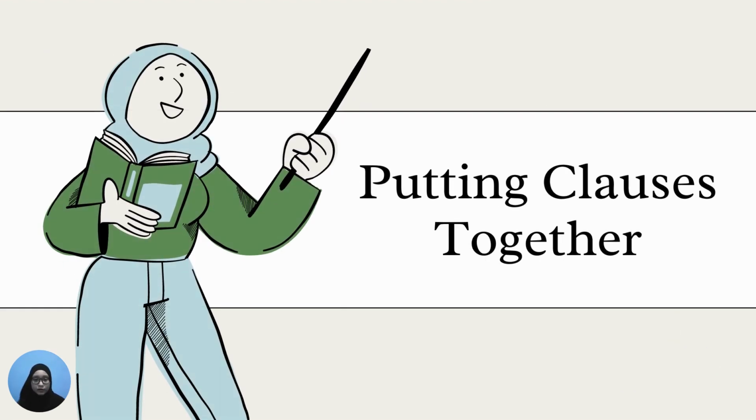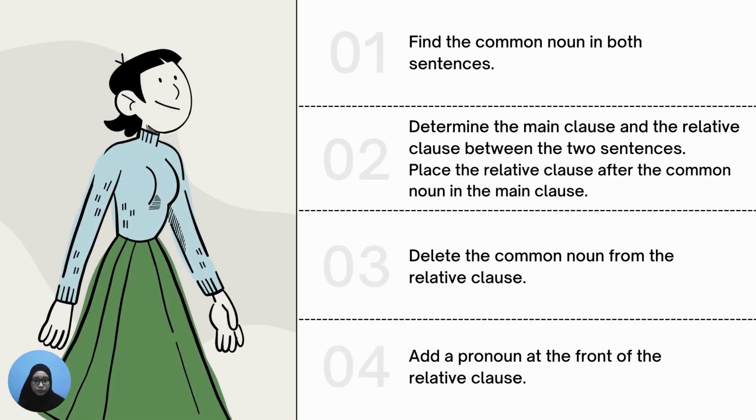Next, let's learn how you can put together clauses so that you can form your own relative phrases. The first step is to find the common noun in both sentences. Once you have found that common noun, you can then easily identify what to do next. The second step is to determine the main clause and the relative clause between the two sentences. Typically, it doesn't matter which one is the main clause or the relative clause, but you have to keep in mind the context of the sentence which you want to relate to people.